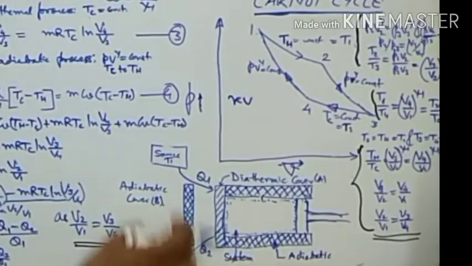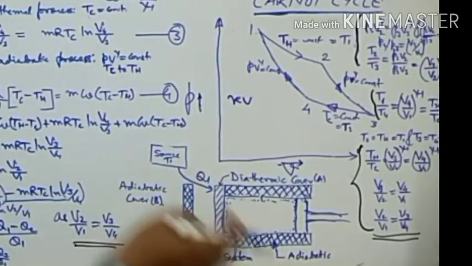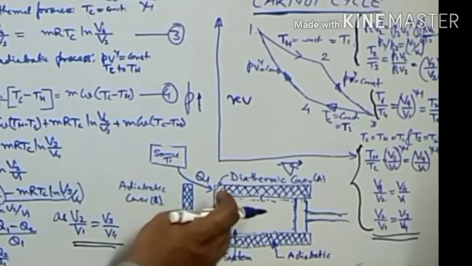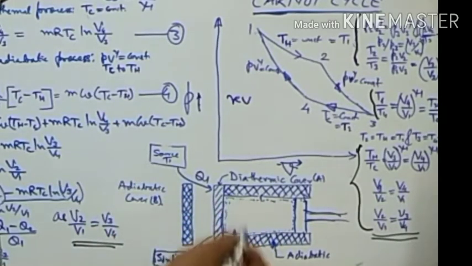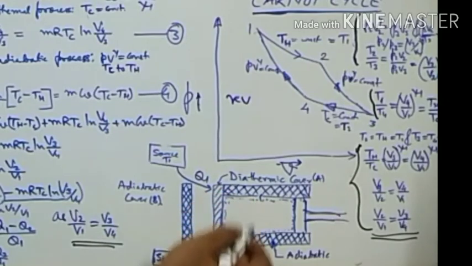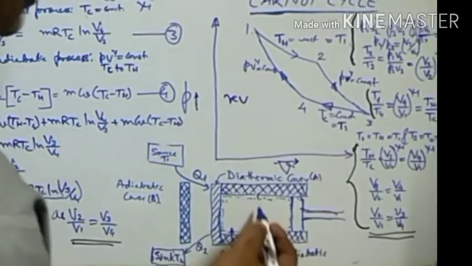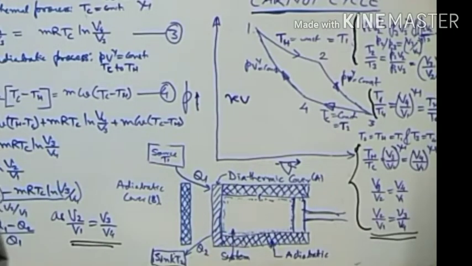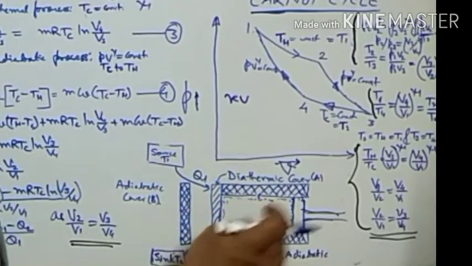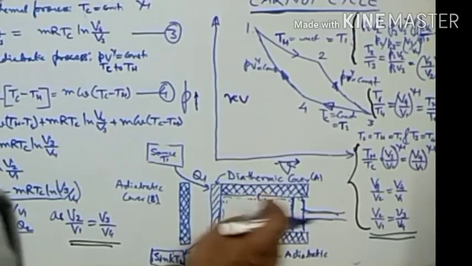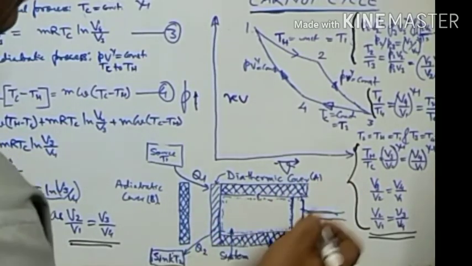As we are putting this adiabatic wall here, there will not be any heat transfer from this head, and already the cylindrical surface is adiabatic. So for the process 2 to 3, the expansion will be an adiabatic reversible process where no heat transfer will take place, only the expansion work will be there.